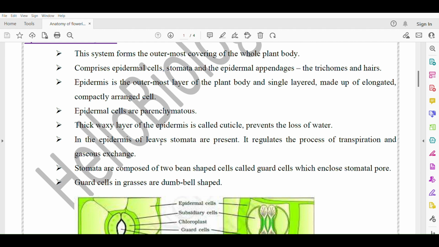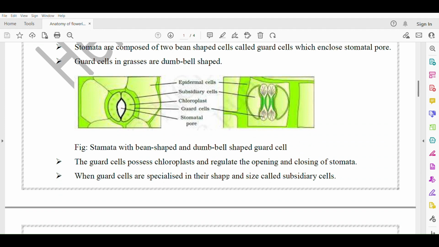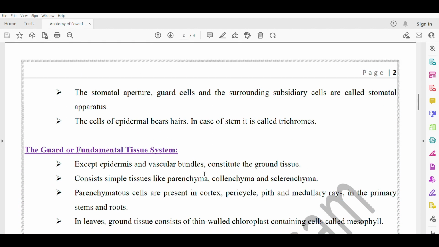In the epidermis of leaves, stomata are present. They regulate the process of transpiration and gaseous exchange. Stomata are composed of two bean-shaped cells called guard cells, which enclose the stomatal pore. Guard cells in grasses are dumbbell-shaped. The guard cells possess chloroplasts and regulate the opening and closing of stomata. Some epidermal cells become specialized in their shape and size and are called subsidiary cells. The guard cells and the surrounding subsidiary cells are called the stomatal apparatus.